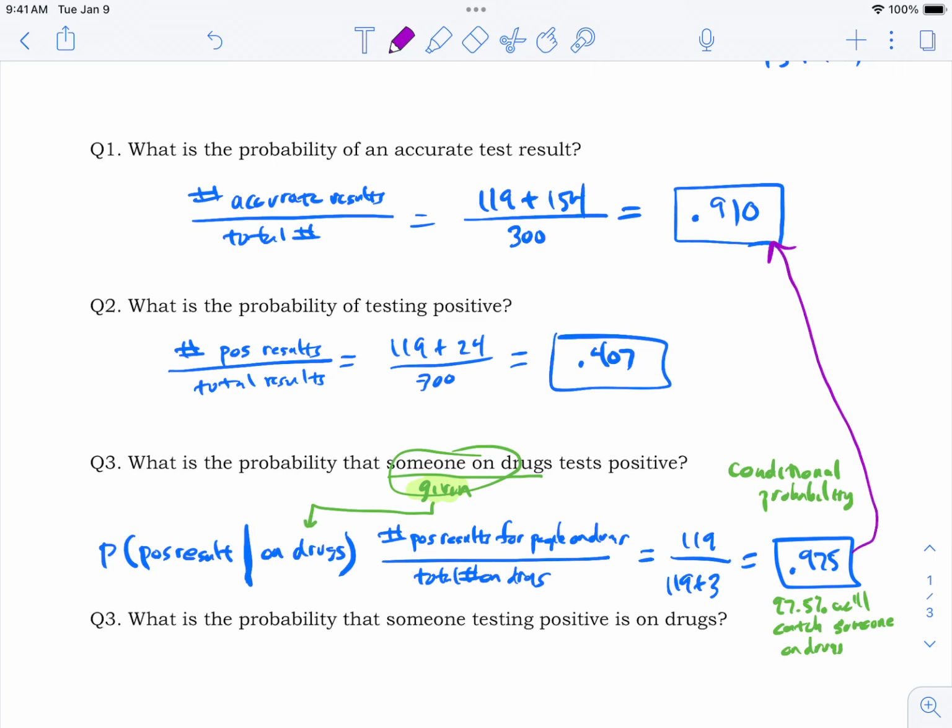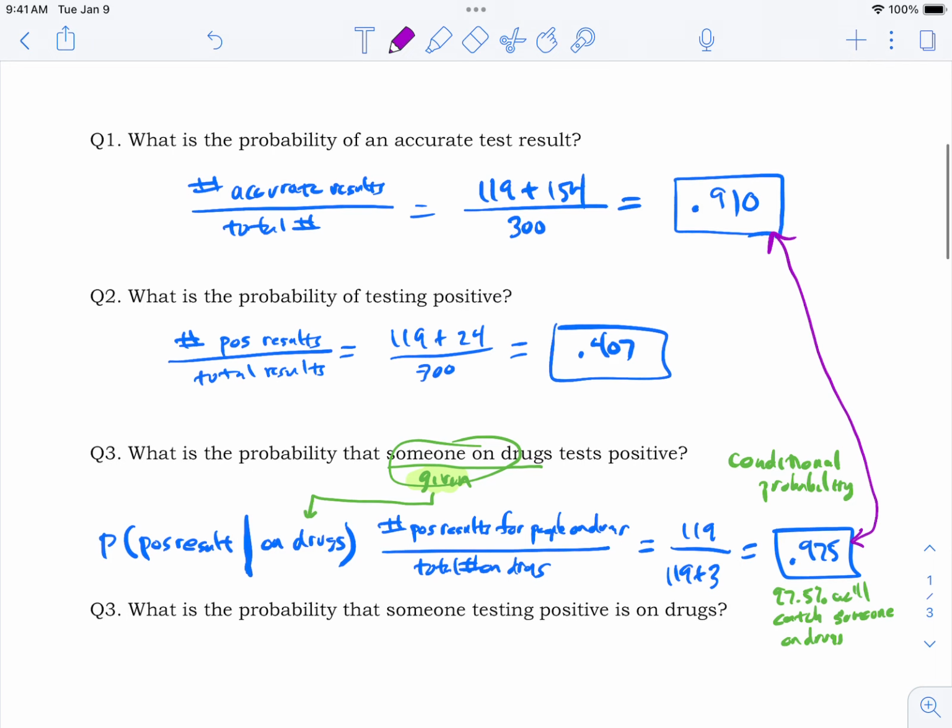You have to be aware as the buyer, as the wise consumer, of what number you're looking at. What does it really mean? What am I really interested in? Is this really what I'm interested in? And that kind of stuff. 97.5% is a powerful number, but it's only 91% accurate.